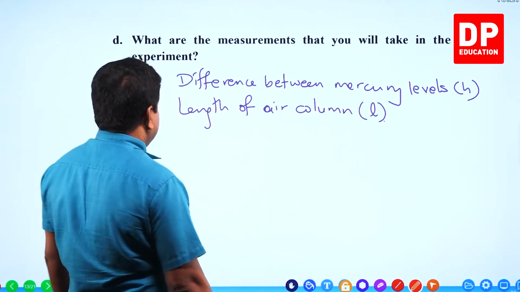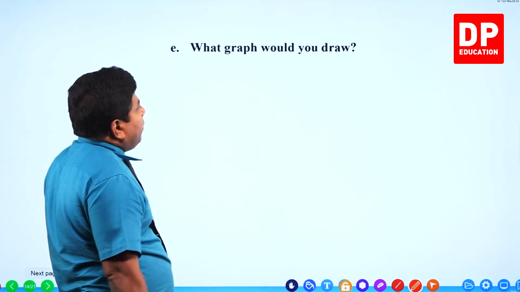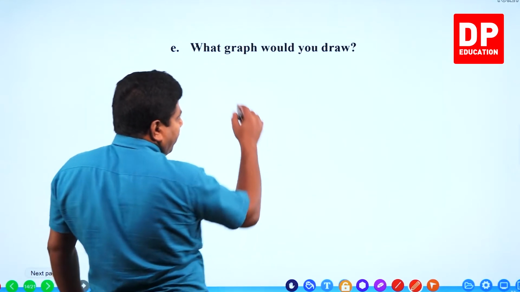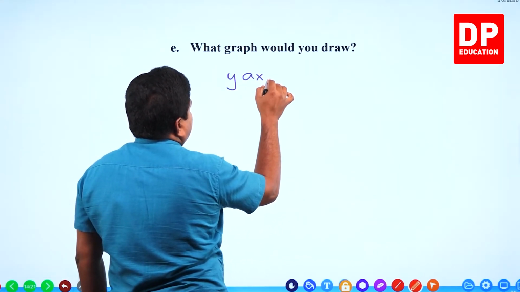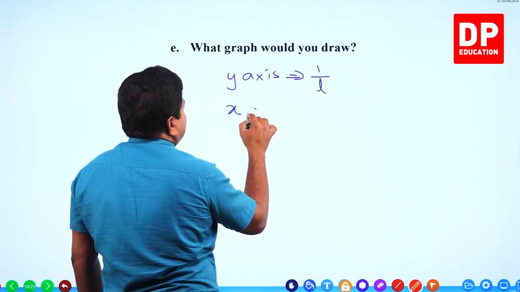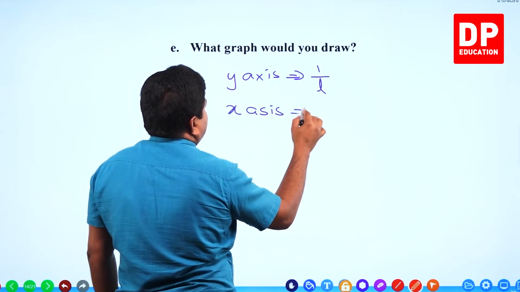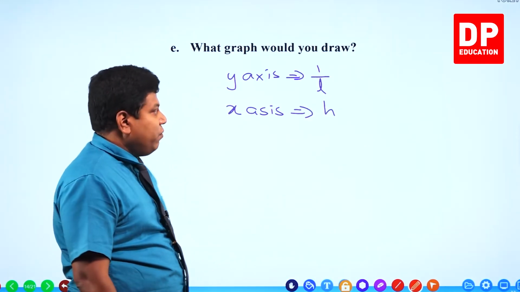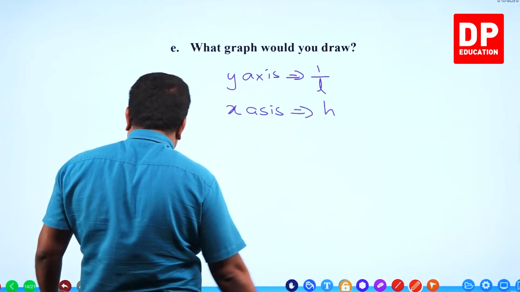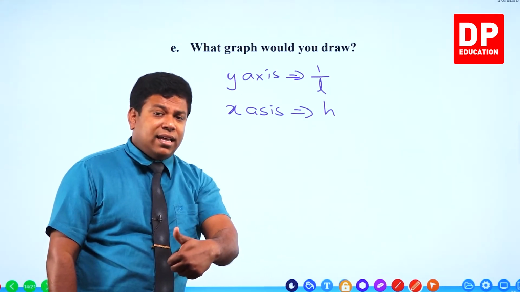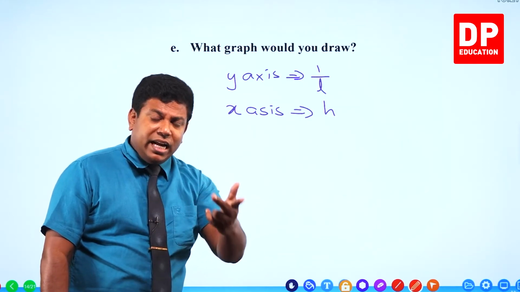Yes. Next, what graph would you draw? You already saw that. In the y-axis, we will take 1 over L. In the x-axis, we will take H. That's the graph we draw: 1 over L versus H. If you write it the other way around, H in the y-axis and 1 over L in the x-axis, that is wrong, because of dependent and independent variables.